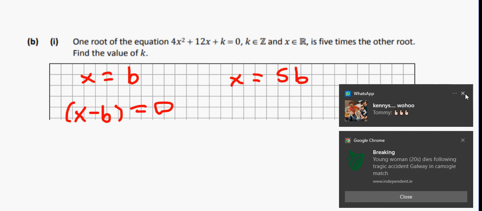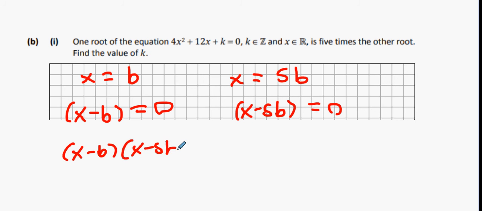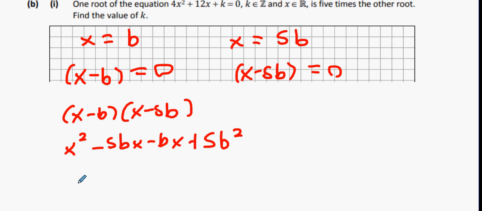Oh, better knock off that. And then x minus 5b is also a factor. And we can multiply the two of these by each other, so x minus b and x minus 5b. And we can get the quadratic equation out, which is x squared minus 5bx minus bx plus 5b squared. So this equation is x squared minus 6bx plus 5b squared. And you're looking at this and you're going, well, wait a minute, that looks like nothing like my one, because my one has a 4x squared on it.